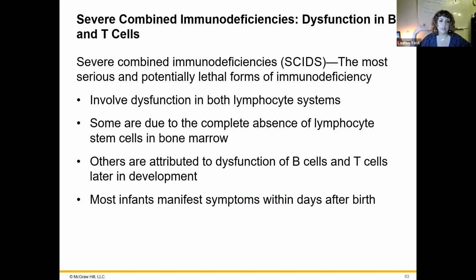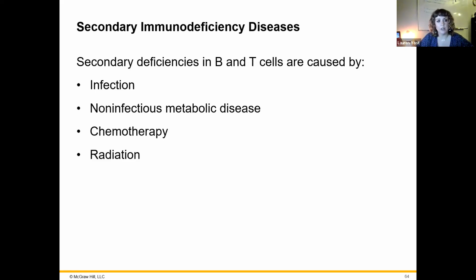All right, SCID. This is going to involve dysfunction in both lymphocyte systems, Bs and Ts. Both of them are going to be severely compromised. Some are due to complete absence of lymphocytes, so that, of course, is really bad. Others are attributed to dysfunction of B cells and T cells later in development, so that's not quite as severe. Most infants will manifest symptoms within days after birth if they do have severe combined immunodeficiency.